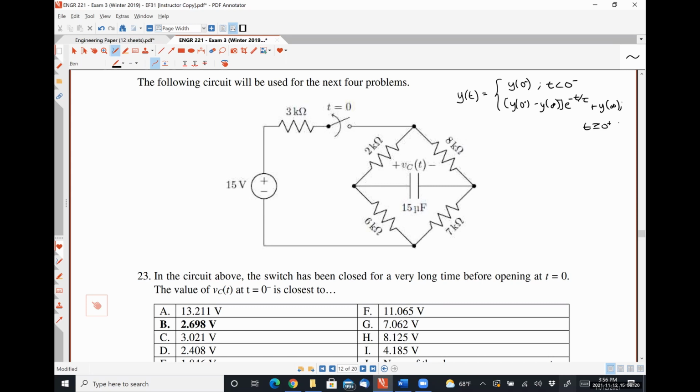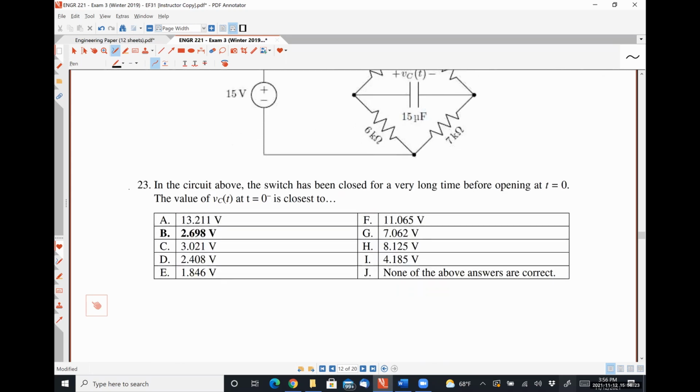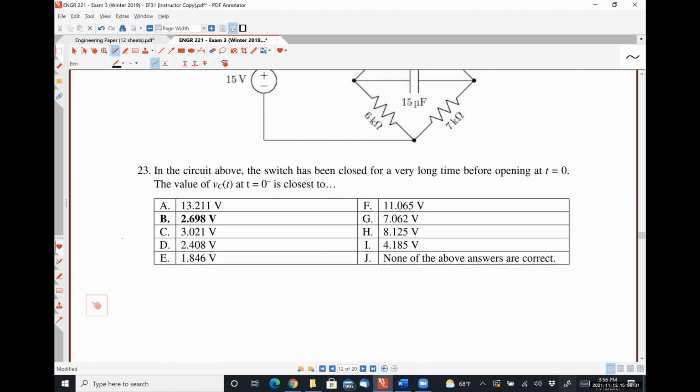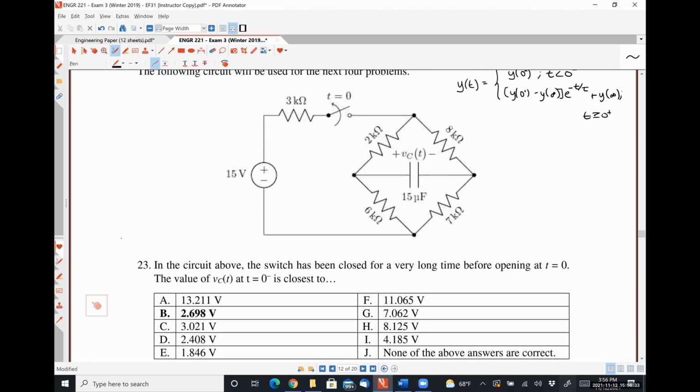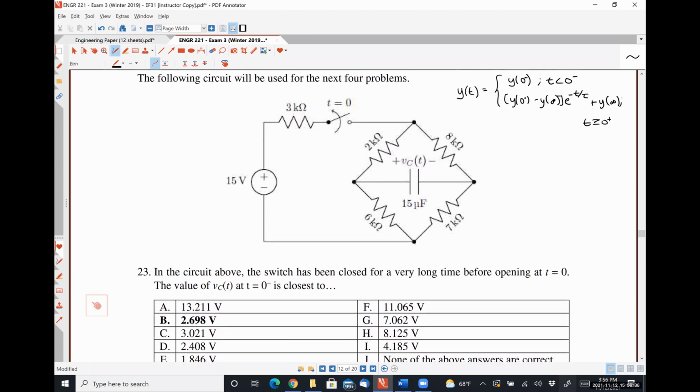I literally ask you the question in the correct order that you're supposed to use to solve for all of the different constituent parts. So for example here, looking at number 23, in the circuit above, the switch has been closed for a very long time before opening at t is equal to 0. The value of VC of t at t is equal to 0 minus. So that's before the switch opened up. So we would treat the switch as a short circuit. We would treat the capacitor as an open circuit and figure out what that voltage is.